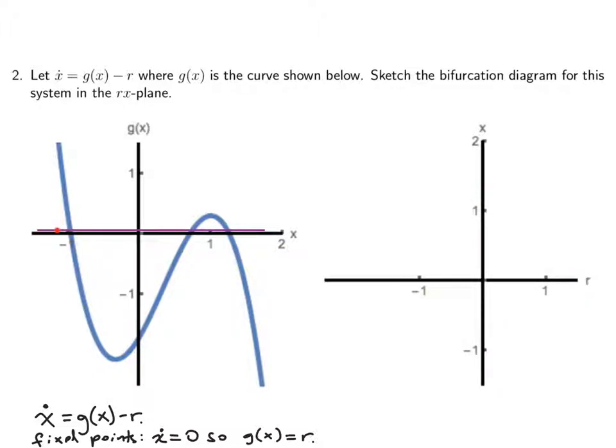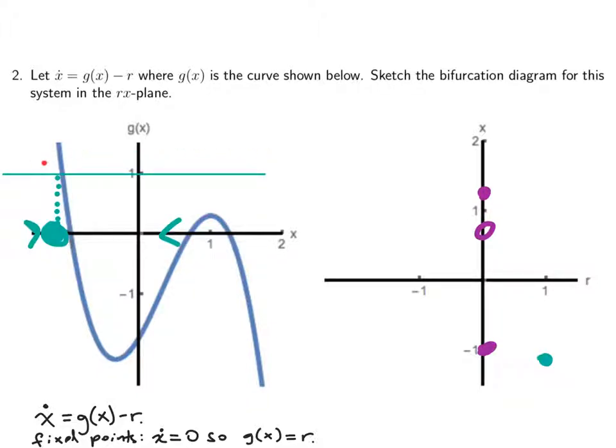Then I'd also like to know their stability. g of x is greater than r, so x dot is positive in this region, so my arrow goes that way. Let me add that arrow. And then in this region, g of x is less than r. Positive, negative, so stable, stable, unstable. For now, I could sketch them in over here as some scratch work. Stable, stable, unstable.